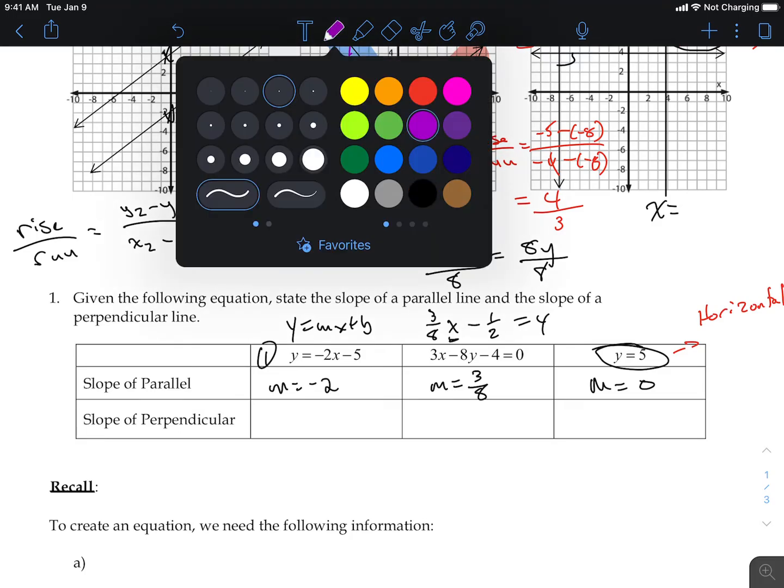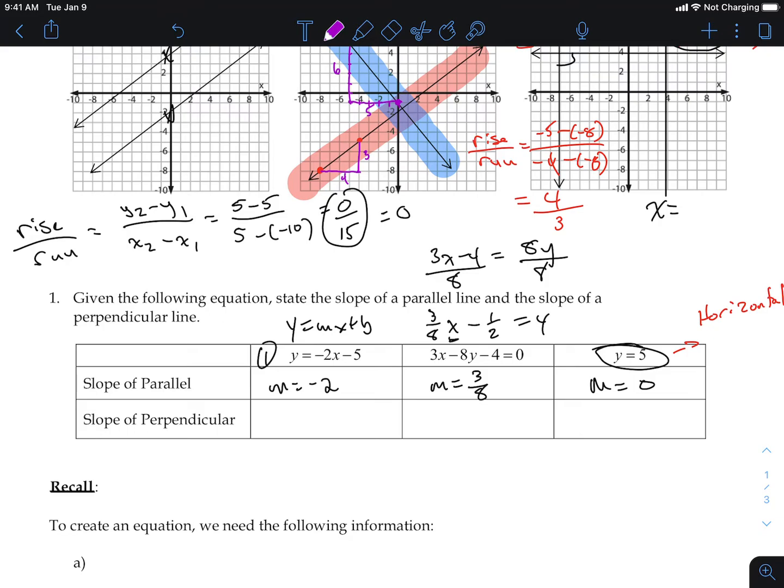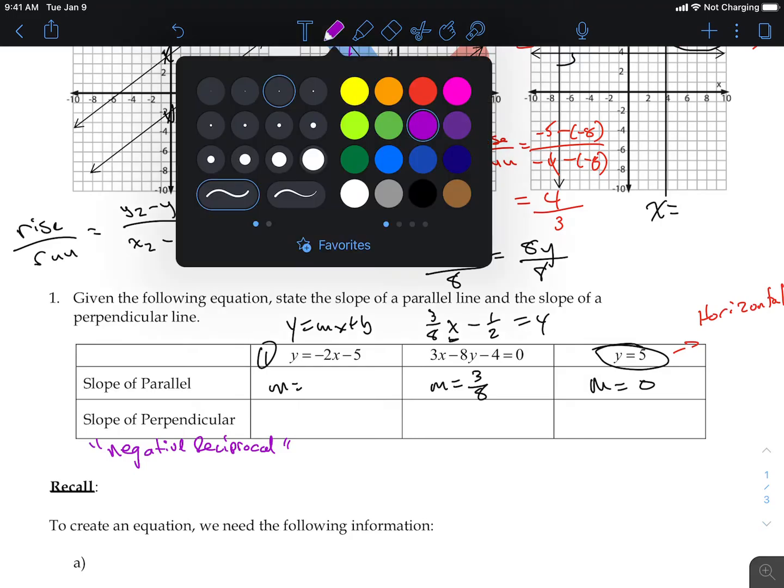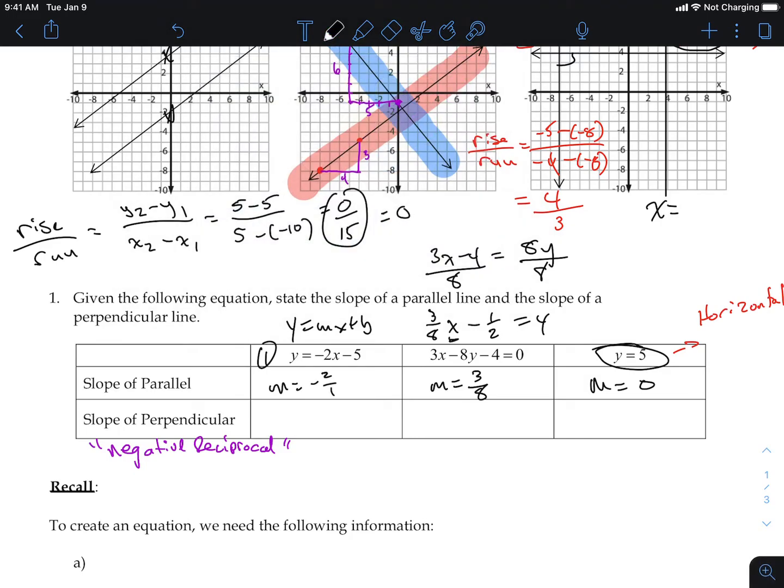Okay. Here's the slope of the perpendicular line, okay? It's always what we call the negative reciprocal. So you could put underneath here what we call a negative reciprocal. Basically what that means, a reciprocal means the opposite. Opposite in terms of fractions, the opposite of 2, you can always write 2 over 1, right? Or negative 2 over 1. Reciprocal means you're going to flip the fraction.